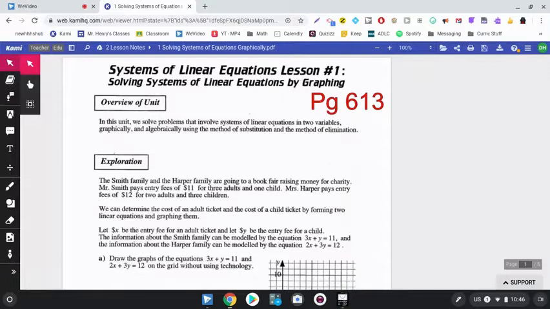And what we're going to do is dive into what that actually means, and what it means to solve them. Through the unit, we're going to look at 3 methods: graphically, substitution, and elimination. Today, we're looking at graphically, which you can probably guess what that technique is going to look like.